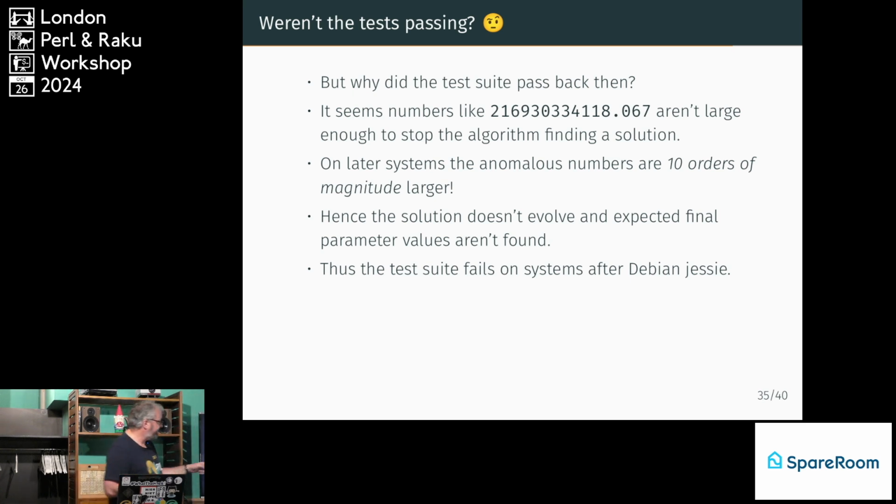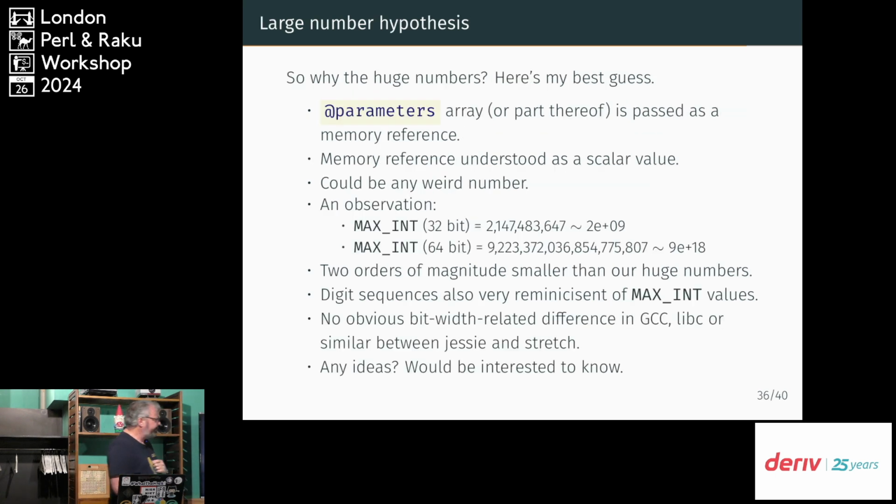However, if you make this number 10 orders of magnitude larger, it never gets the chance to evolve. So you've got something that's sitting there, and basically the solution never evolves, and consequently the test suite fails. Now, this is where I get a little bit sort of hand wavy, more than I've probably actually been doing through the entire talk, because I'm not 100% sure how this works. Anyway, I've got some things that are sort of smelly.